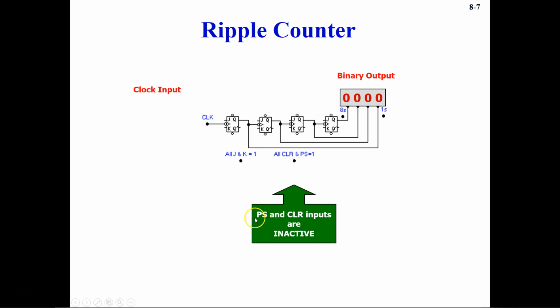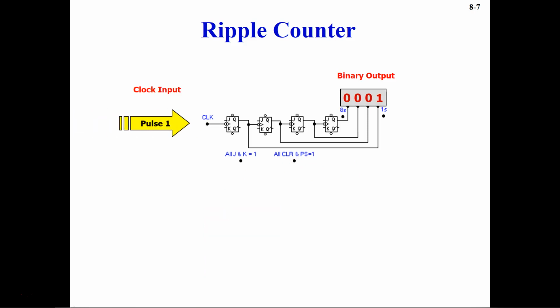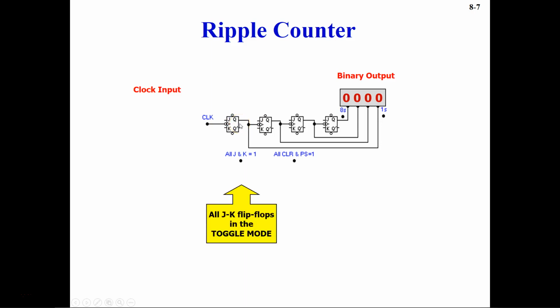Let's read the points on the slide. It says PS and clear inputs are inactive when they are tied to 1, and all JK flip-flops are in toggle mode. We already discussed that. Now let's see what will happen if we provide the first pulse. When we provide it to the clock, this flip-flop will be activated, right? Let's assume that previously it was 0. So I'm going back to the previous mode, when the output was set to 0, 0, 0.